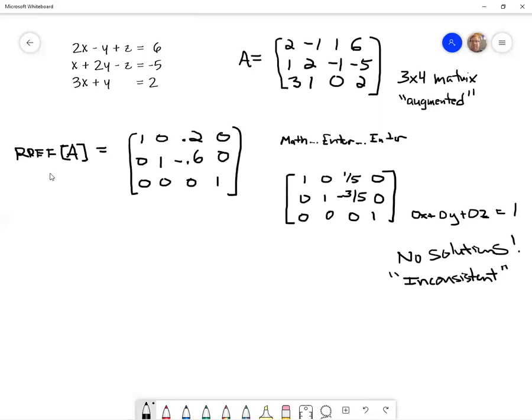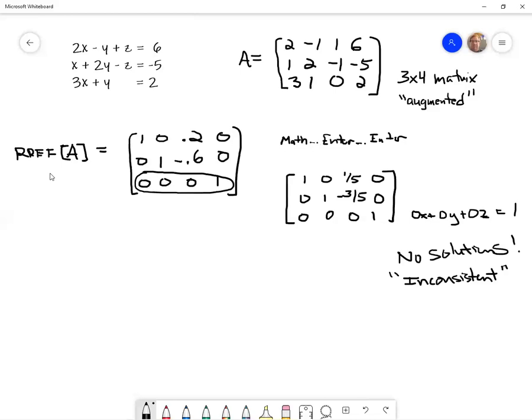The way I can tell is that bottom row right here represents what equation? It's 0x plus 0y, I have it written over here, plus 0z equals 1. There's no way that you can solve that. You can't make 0 times something plus 0 times something plus 0 times something equal to anything but 0.